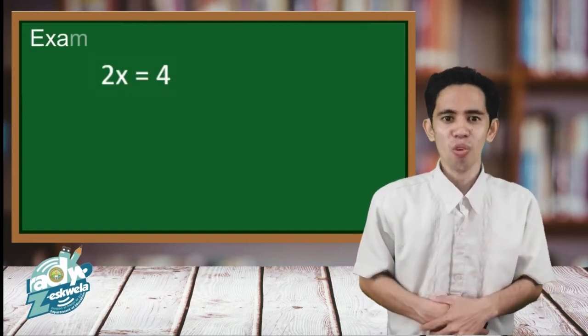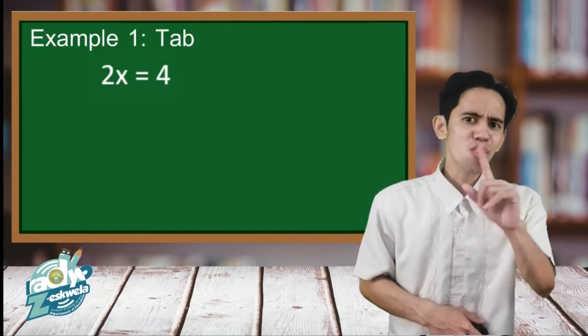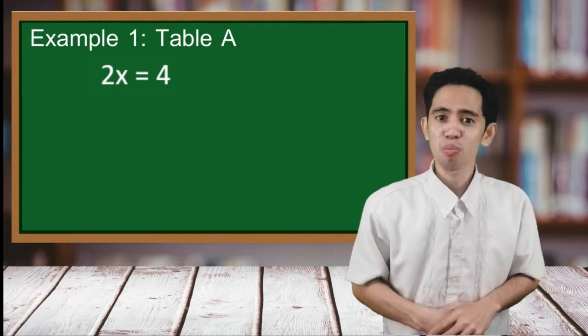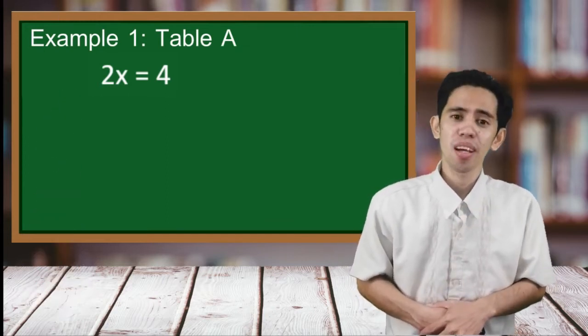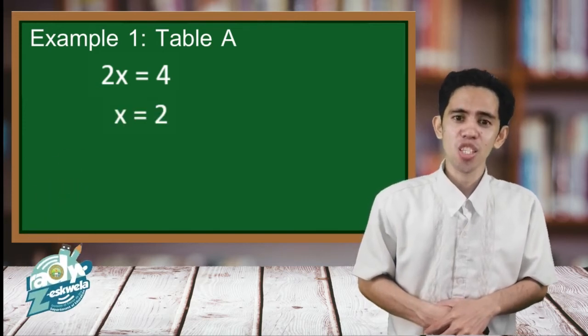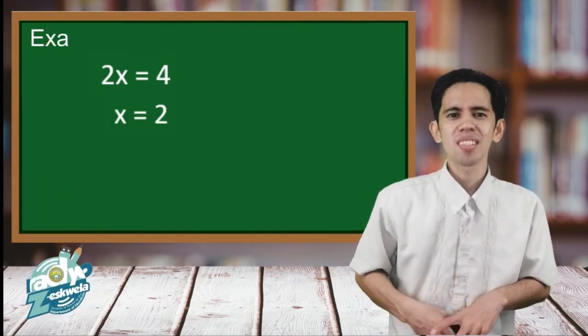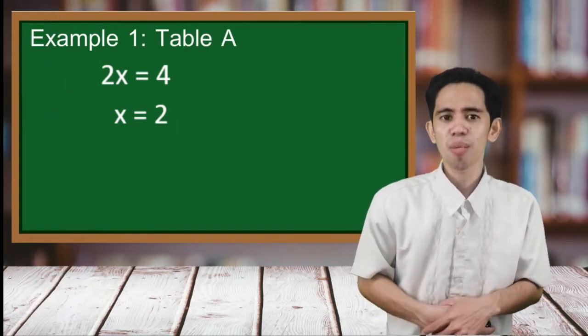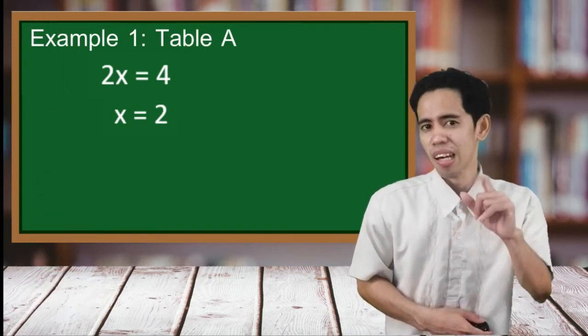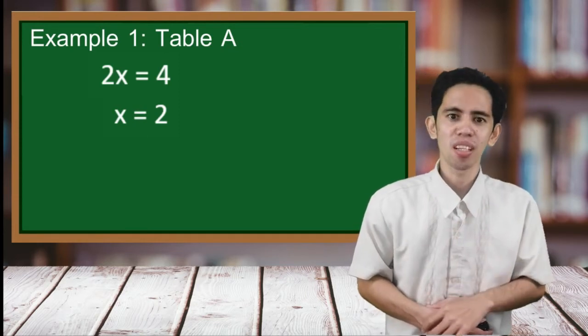In the table given, we have this example: 2x is equal to 4. If you simplify that by dividing both sides by 2, we come up with x is equal to 2. Since there is a specific value for the variable, we can say that the example is a conditional equation.